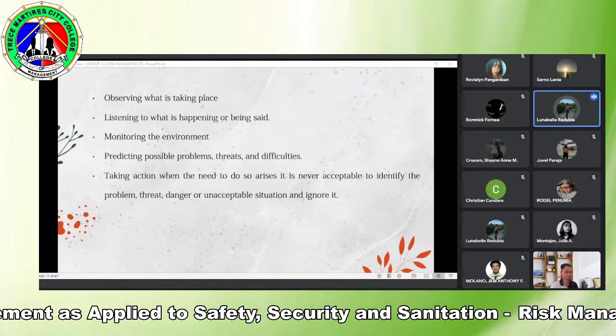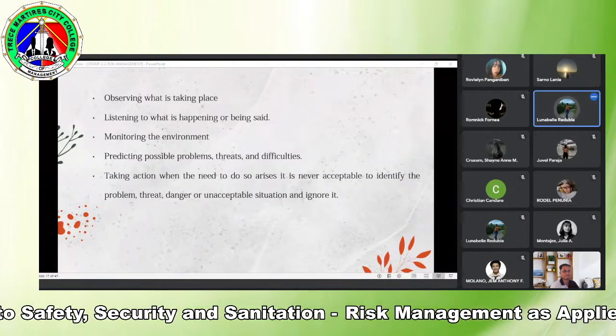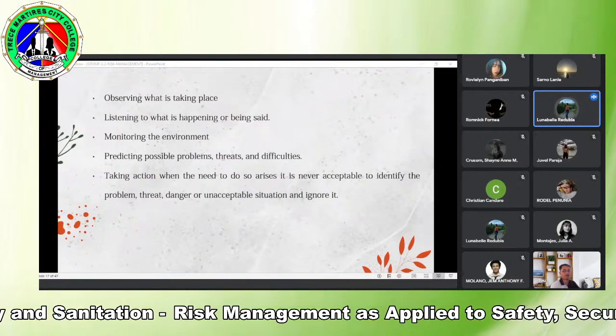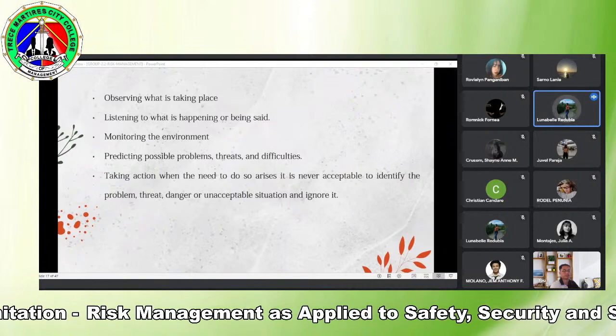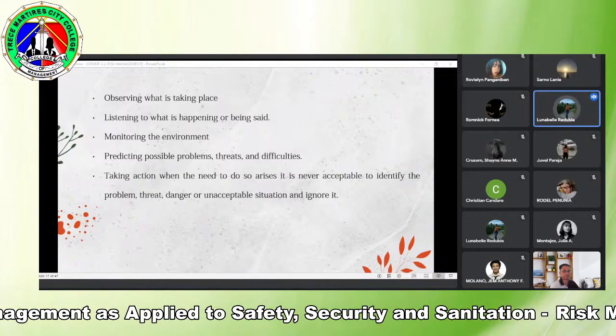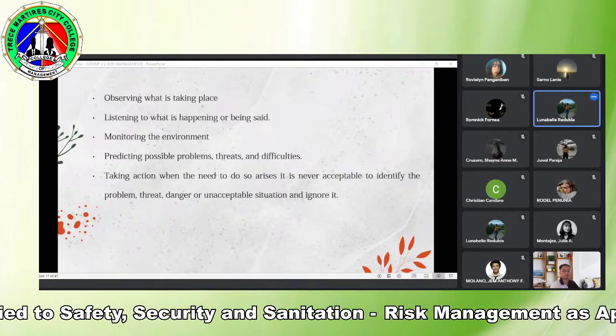Next, monitoring the environment. This will help to minimize the impact of the organization's activity on the environment, either to ensure compliance or para mabawasan ang mga panganib na pinsalang magiging epekto nito sa kapaligiran at para maprotektahan ang kalusugan ng mga guest and guide members.